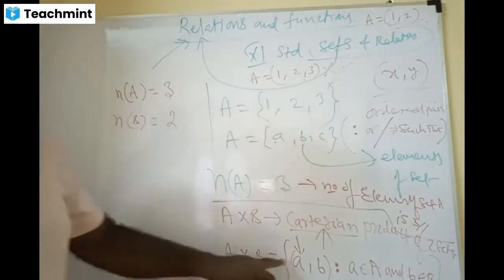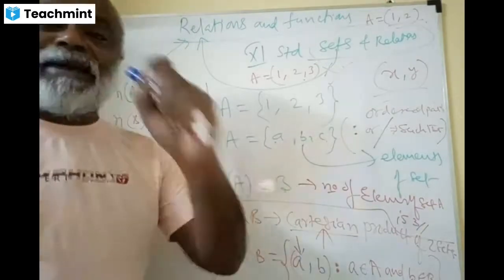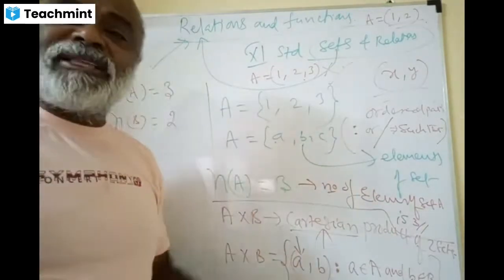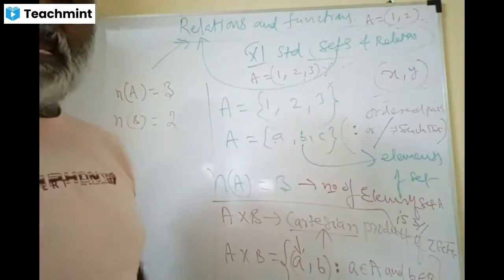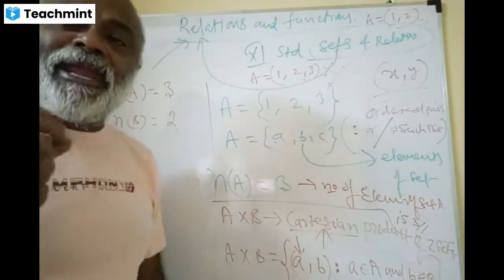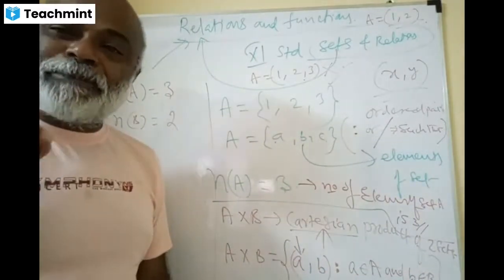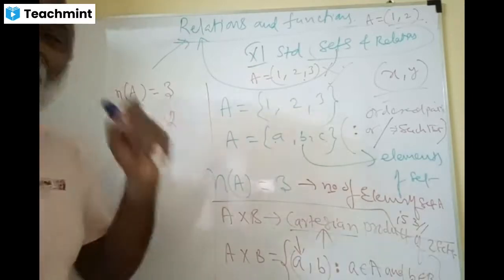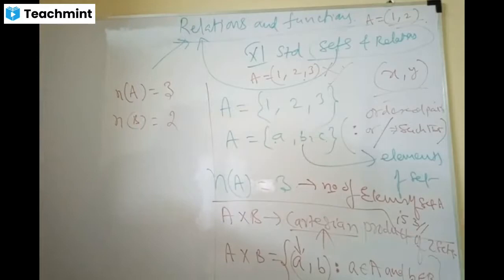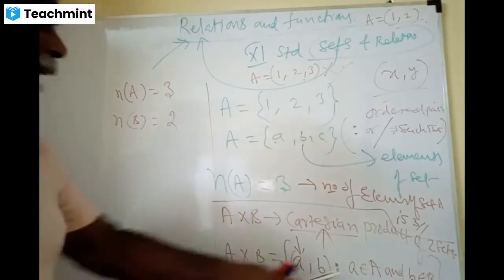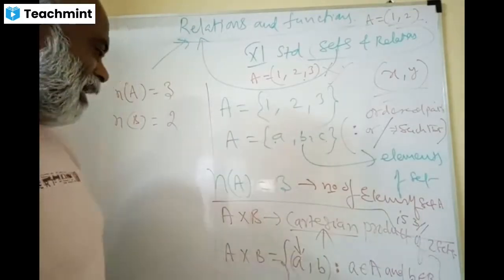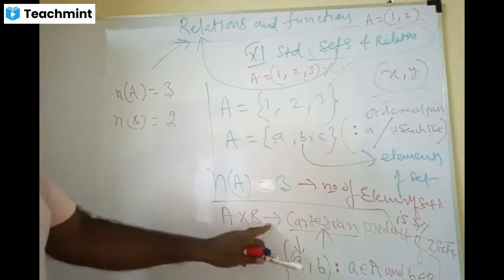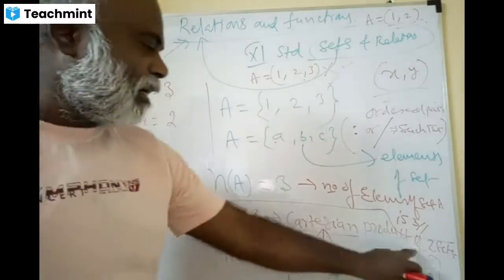This is the Cartesian product of two sets, my dears. The condition for this Cartesian product is that A and B must be non-empty sets. They should not be empty, dears. That's the precondition.